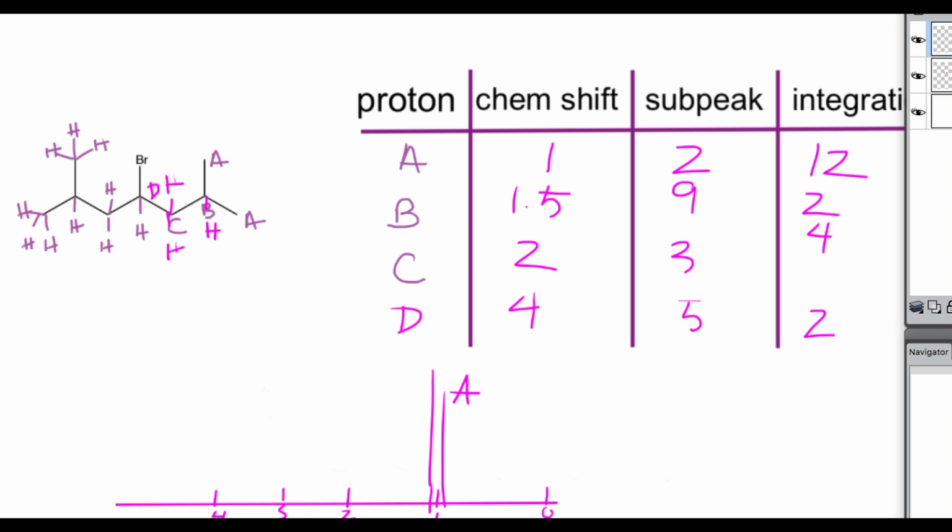Proton type B is around 1.5 ppm and a multiplet with 9 subpeaks, with an integration of 2. It should be relatively stubby when compared to proton type A, B, and C. Proton type C is around 2 ppm with 3 subpeaks and an integration of 4, so it should have the second tallest peak. Proton type D should be around 4 ppm with a quintuplet and an integration of 2.